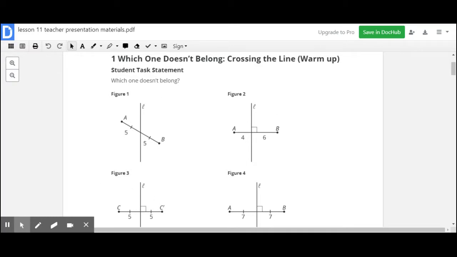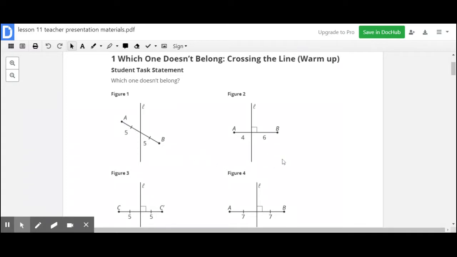and we're looking to see which one of them doesn't belong. So you could pick and make a case for any of these figures to say, well, why is this not like the other three figures? So, for instance, in figure one, we can see that that figure is different from the other three because that line segment AB going across line L is not going at a perpendicular angle or hitting it at a 90-degree angle.